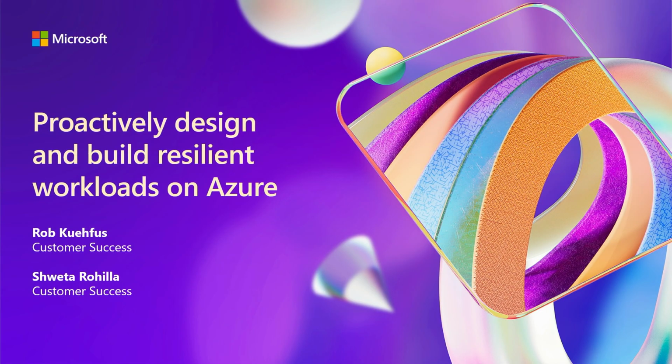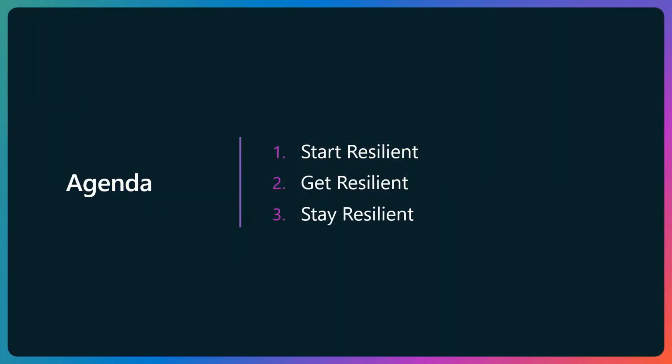All right, so our agenda is actually super simple, and it aligns very closely with our strategy. We're going to go through how to get started with resiliency. What if I'm not there? How do I get there? And once I'm there, how do I stay there? We're going to take you through all three pieces of our strategy and show you some of the tools and things that we have available that you can use right now, today, to help you on this journey.